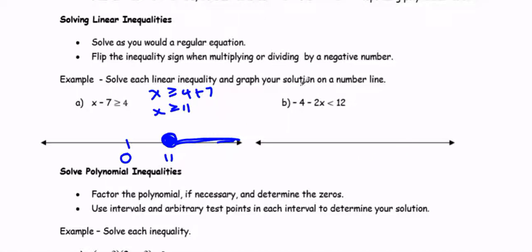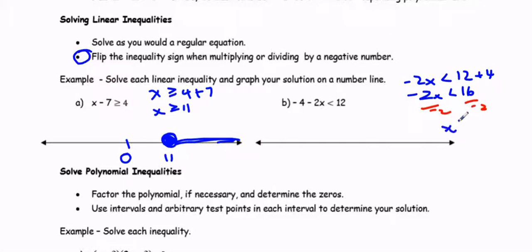That's simple. Now, the other important thing to know when you're solving linear inequalities is that if you divide or multiply by a negative number, you must flip the inequality sign. So that comes up in this example. When I'm starting to rearrange this, I would get negative 2x is less than 12 plus 4 when I move the 4 over, so negative 2x is less than 16. When I divide through both sides by negative 2, I get x is greater than negative 8, because I have to flip this sign.